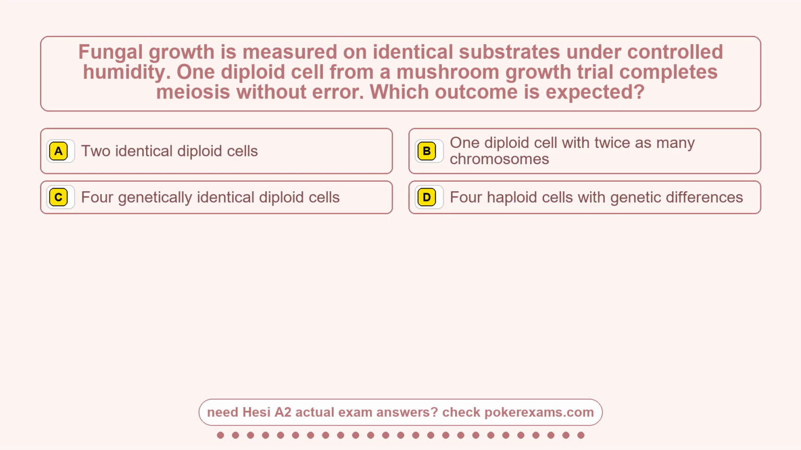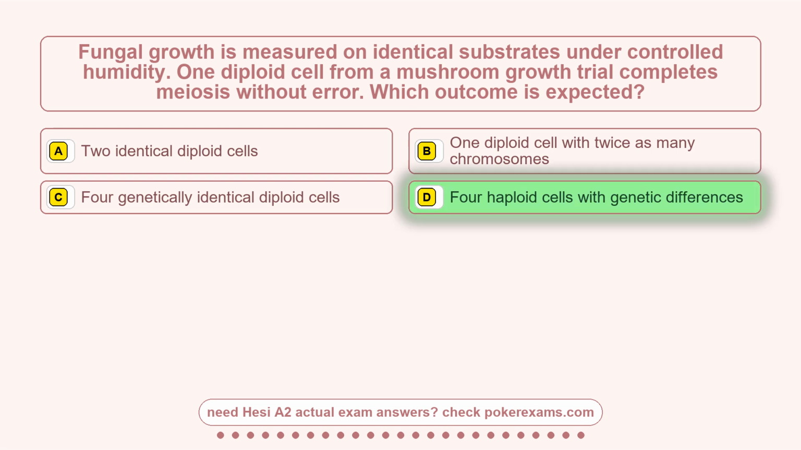Question 4. Fungal growth is measured on identical substrates under controlled humidity. One diploid cell from a mushroom growth trial completes meiosis without error. Which outcome is expected? Option A. 2 identical diploid cells. Option B. 1 diploid cell with twice as many chromosomes. Option C. 4 genetically identical diploid cells. Option D. 4 haploid cells with genetic differences.